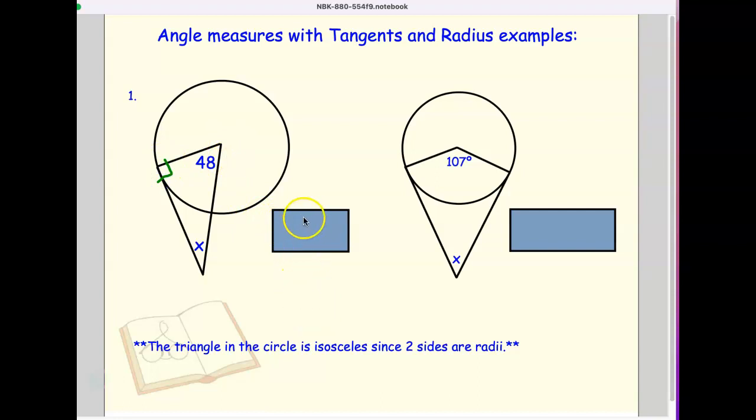So then what you would do is, we know that the angles of a triangle add to 180, so we would do 180 and subtract off the 90 and subtract off the 48 to get the value of x. So that would give us 42 degrees for that one. Okay. We can do the same thing here.